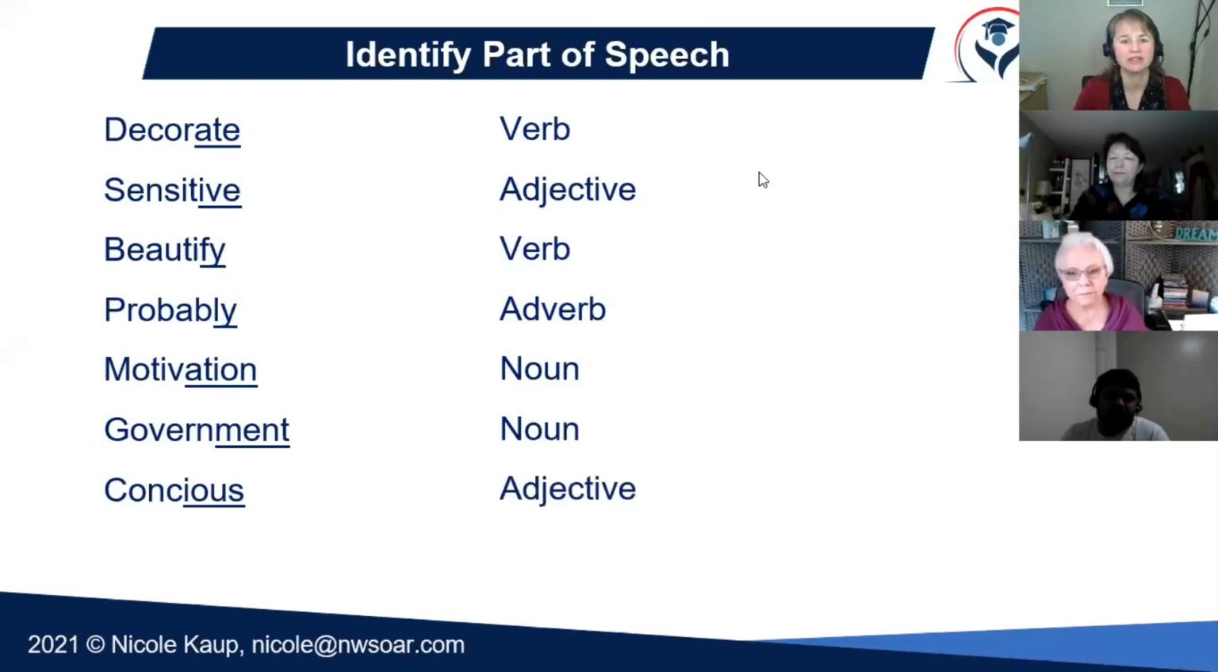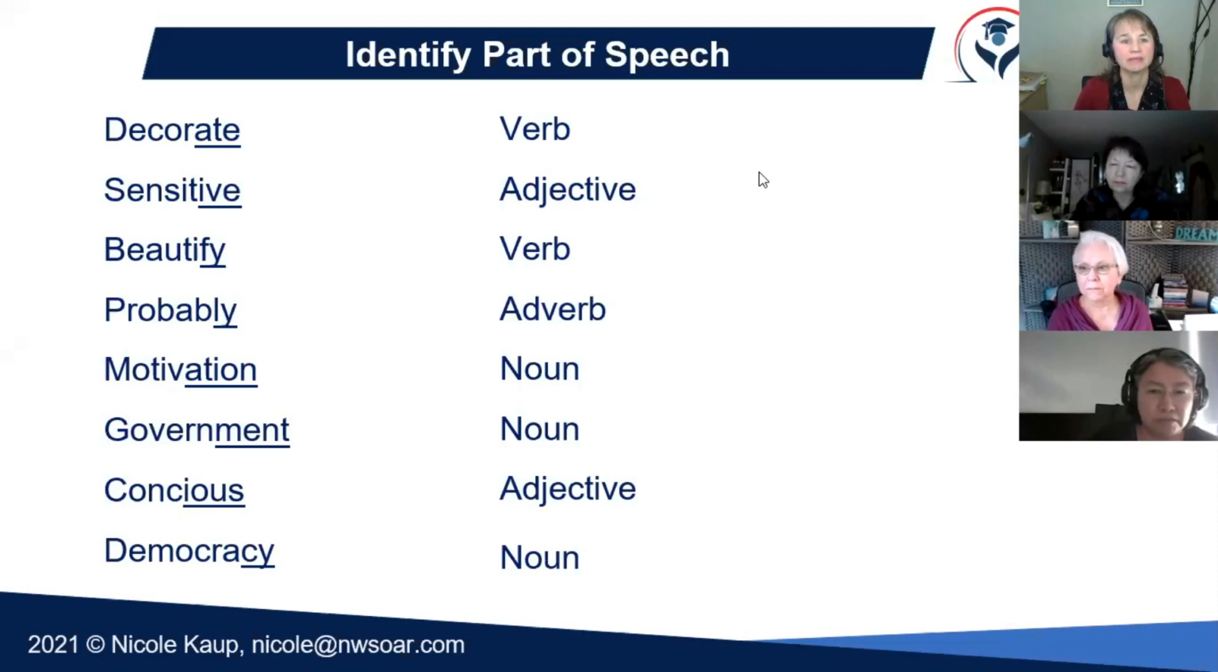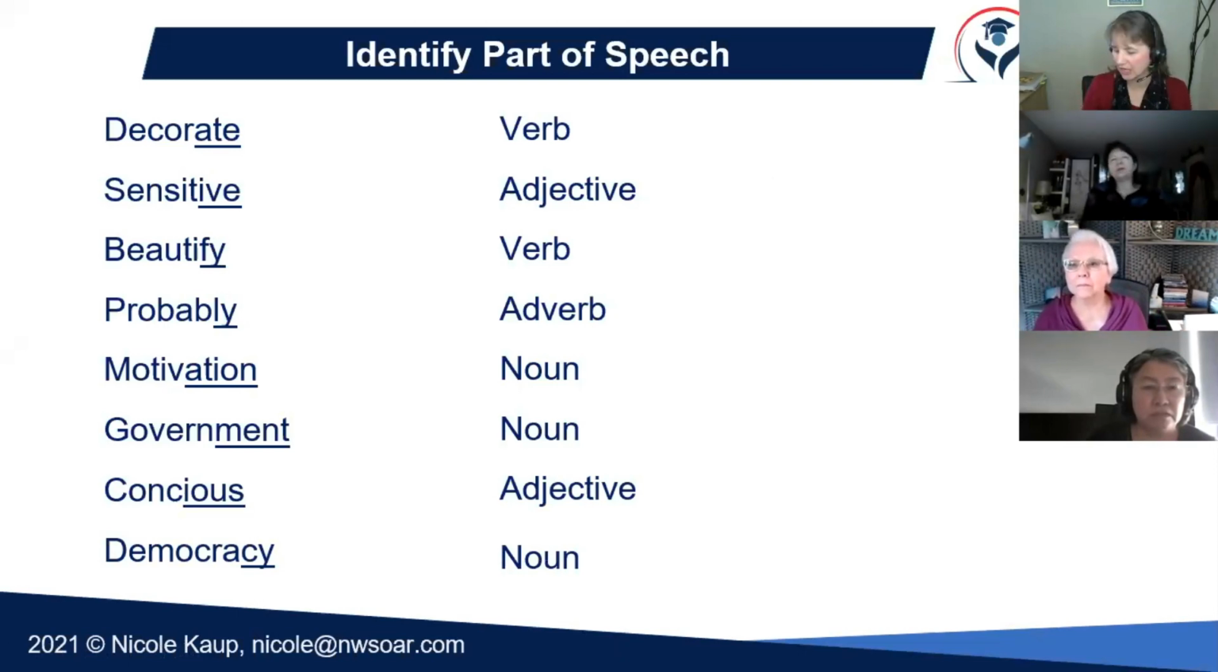Adjective. Adjective, describing word. Democracy. Noun. It's a noun, it's a thing. Okay, so you can see very clearly that the endings on these words tell you its function, whether it's an object, person, place, thing, idea, whether it's a describing word, whether it's an action word. So you can get a lot of information looking at those endings there.